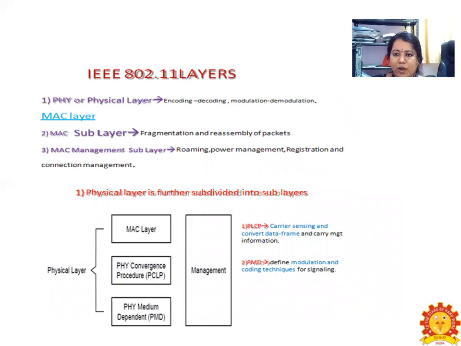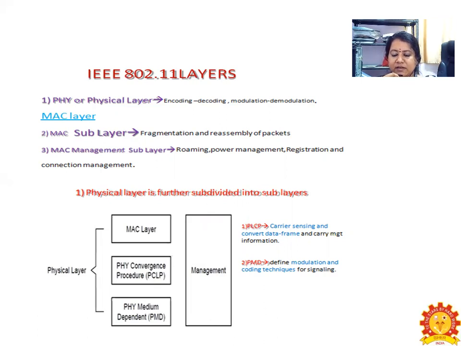So IEEE 802.11 layers. They are the physical or the PHY layer, and the MAC layer. Under the MAC layer, we have two types, that is a MAC sublayer and the MAC management sublayer. Now we are going to see about the physical layer. It consists of encoding, decoding, modulation and demodulation. Whereas in the MAC layer, we have a MAC sublayer and the MAC management sublayer. The MAC sublayer contains fragmentation and reassembly of the packets. Whereas in the MAC management sublayer, roaming, power management, registration and connection management are possible.